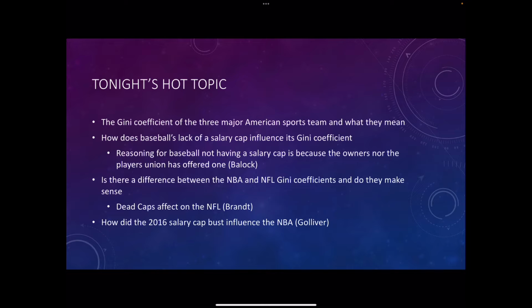Is there a difference between the NBA and NFL Gini coefficients, and do they make sense? The dead cap's effects on the NFL: bad teams probably have more dead cap. Does that increase or decrease our Gini coefficients? And how does the 2016 salary cap spike influence the NBA, where every team got about $24 million in salary cap that season?